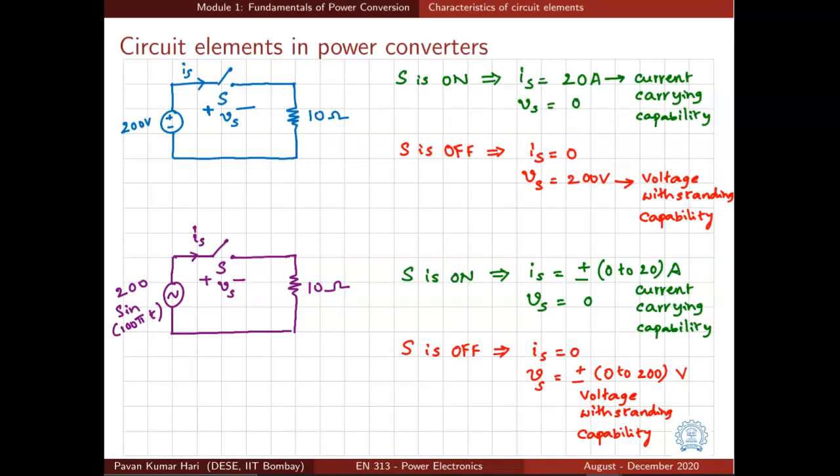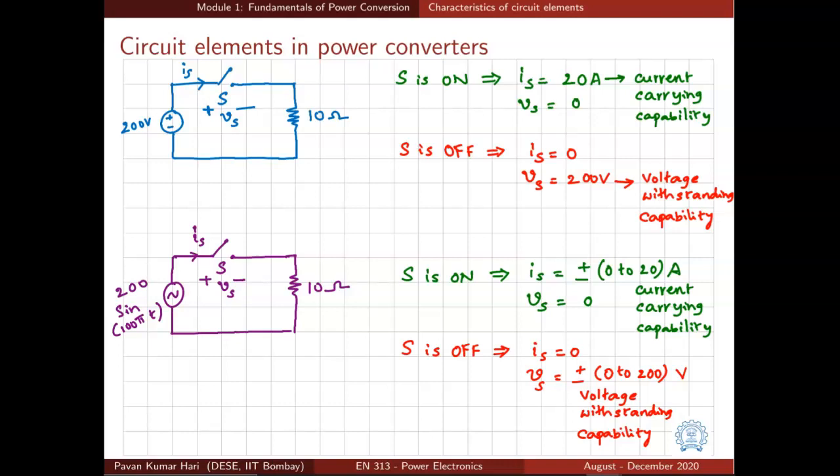We know that a switch is the most essential circuit element in a power electronic converter. Let us try to understand what a switch does in a power electronic converter so that we can define its characteristics. Let us consider the first circuit shown here in blue color. We have a DC voltage source of 200 volts and there is a switch connected to a resistor. The value of resistance is 10 ohms and all three elements are connected in series. So let us see the voltage and current defined for the switch: the current flowing through the switch, denoted by Is, and the voltage across the switch, denoted by Vs.